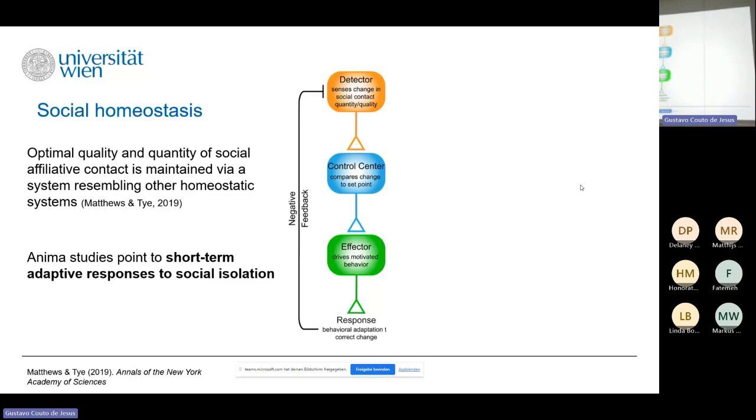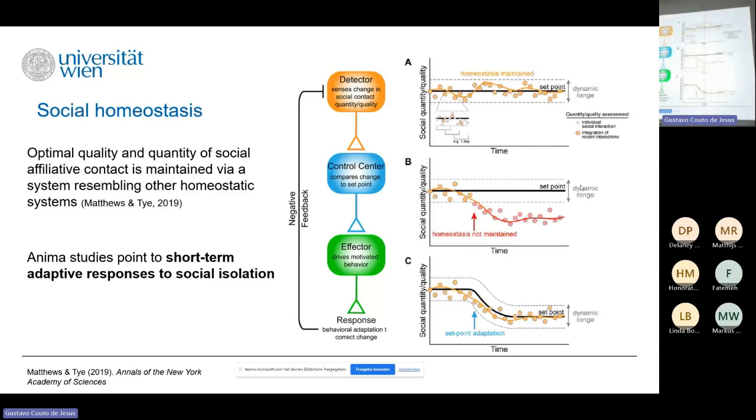But when the deviation is above or below the threshold, this is detected and the control center sends an effector signal to do something, to bring the body, or the homeostatic system that is now dysregulated, back to its balance. So it could look something like this. What I propose is that not only social quantity, but also the quality of the interaction matters. So it becomes even more complex how the set point is defined.